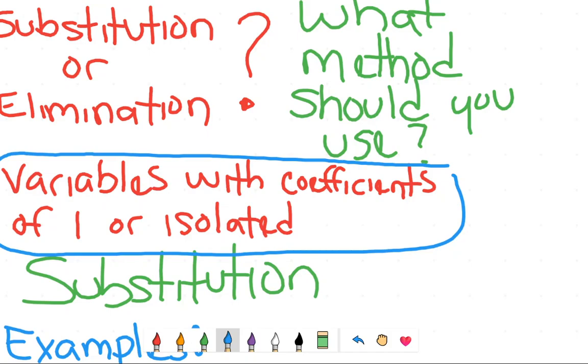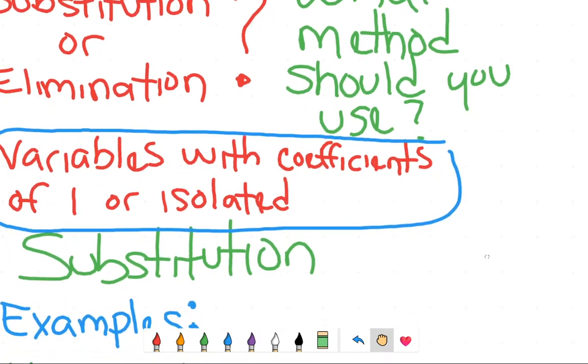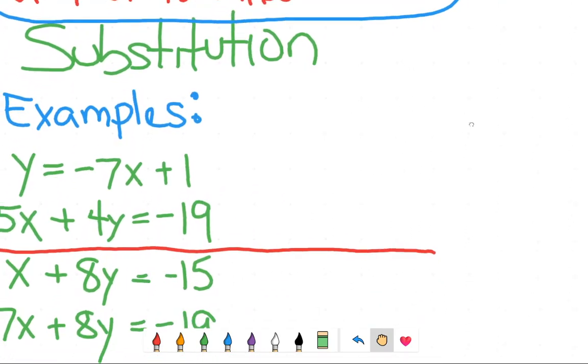Isolated means that it's on the other side of the equal sign by itself. If it's isolated, then you should use substitution. If it has a coefficient of 1, that means there is no number in front of it, then you would use substitution also. So here are two examples of this.